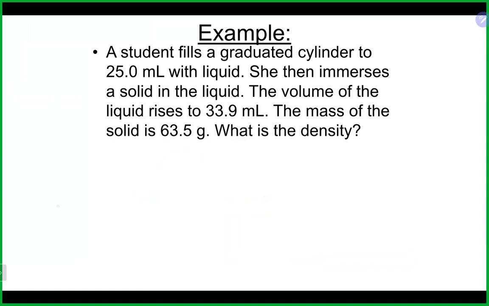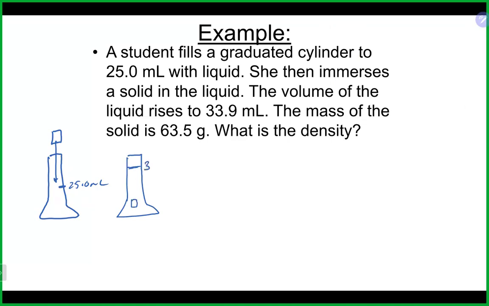Okay, so let's take a look. We basically have a graduated cylinder, initially filled to 25 milliliters. We have the solid we're going to throw in there. When we do so, we should see the liquid rise with the solid in there, and it will rise to 33.9 milliliters. And obviously here we have the mass of 63.5 grams. So this is obviously volume by displacement.